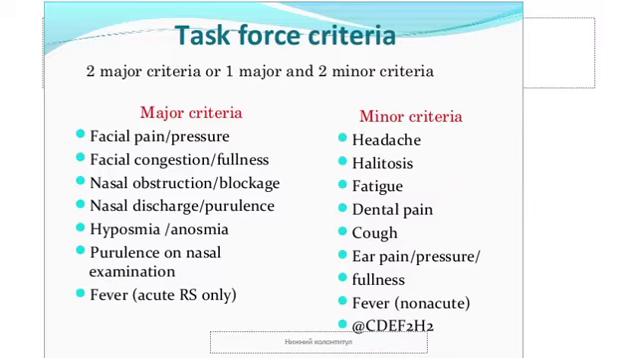The criteria for how we can make the diagnosis: for diagnosis of rhinosinusitis there should be two major criteria, or one major and two minor. The major criteria are facial pain and pressure, facial congestion or fullness, nasal obstruction or blockage, nasal discharge or purulence, hyposmia, purulence on nasal examination, and fever. The minor criteria are headache, halitosis, fatigue, dental pain, cough, ear pain, and fullness.